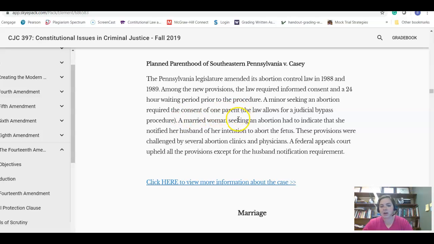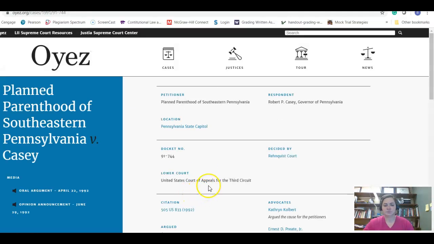We very much care about this issue, and in 1992, in Planned Parenthood versus Casey, the Pennsylvania legislature amended its laws to have some new provisions. Those included informed consent and a 24-hour waiting period. Minors had to have the permission of one parent or permission of a judge. A woman who was married had to have her spouse sign off. And this was, of course, challenged.